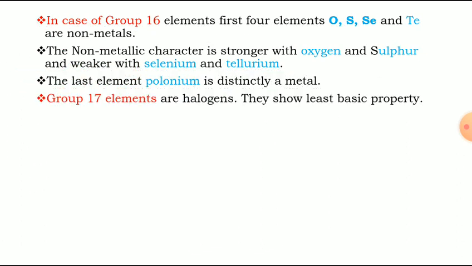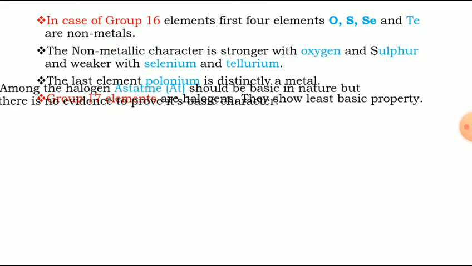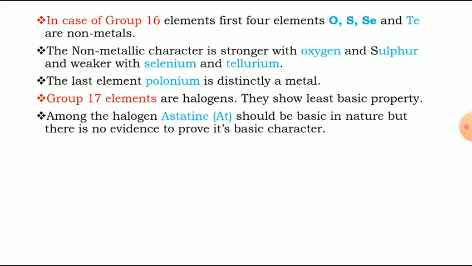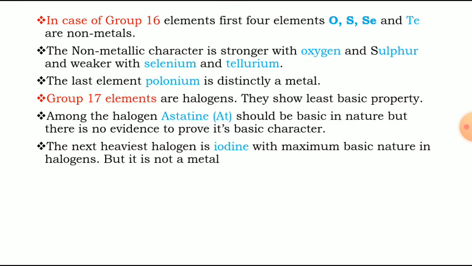Now, group 17 elements are halogens. They show the least basic property. Group 17 is fluorine, chlorine, bromine, iodine, and astatine. These are the halogens. Among the halogens, astatine should be basic in nature, but there is no evidence to prove its basic character. That means all the group 17 elements are electronegative elements. The next heaviest halogen is iodine, with maximum basic nature in halogens, but it is not a metal.